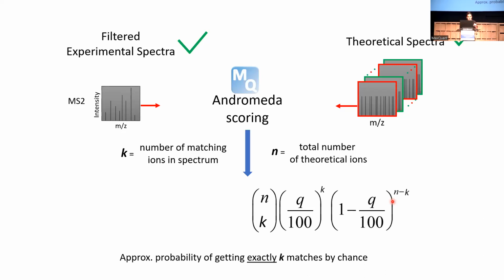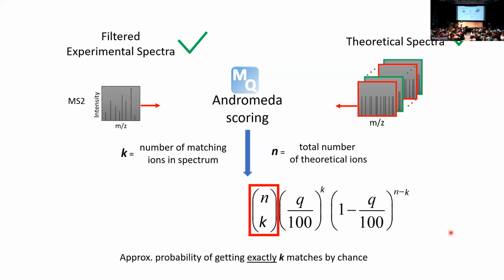So now let's calculate the probability of getting exactly K matches by chance. I have the K, which is the number of peaks that actually matched in this comparison of one experimental spectrum with one theoretical spectrum. So let's see what the probability is of getting exactly K matches by chance. To do that, I will use the binomial probability, exactly this formula you can see here.